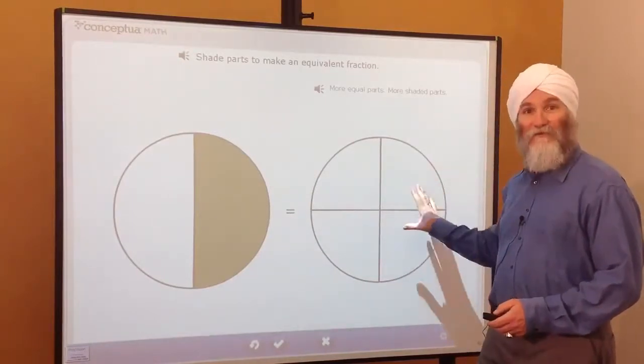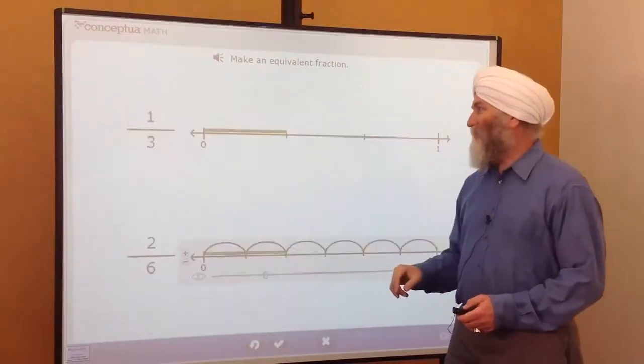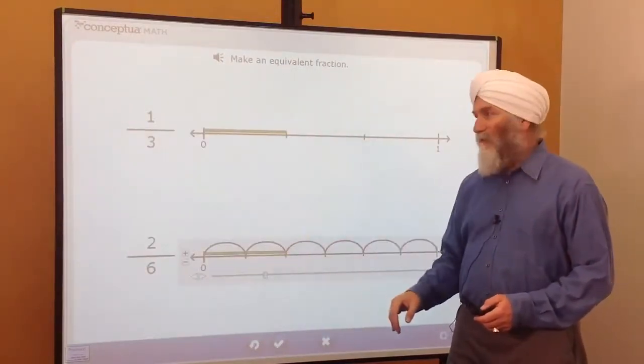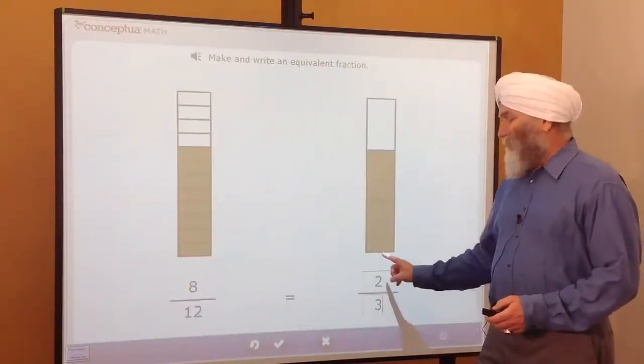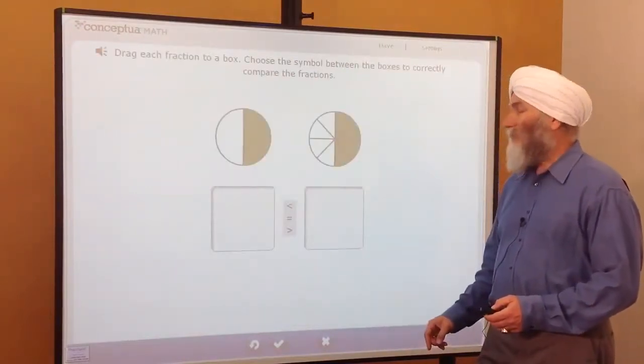Here they fill in 2/4. Here they make their own equivalent fraction. And now we start introducing numbers. Students become responsible for entering their own fractions.